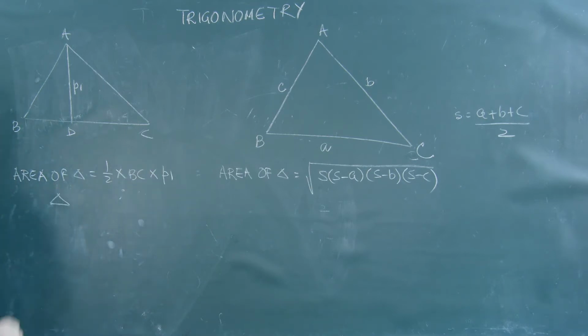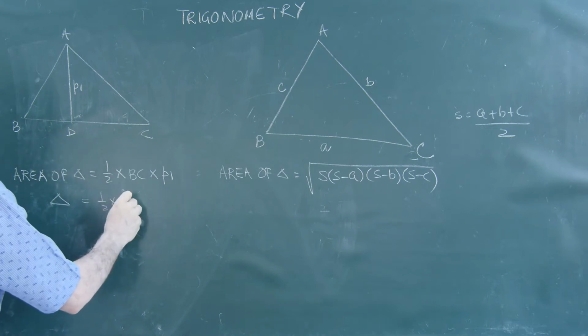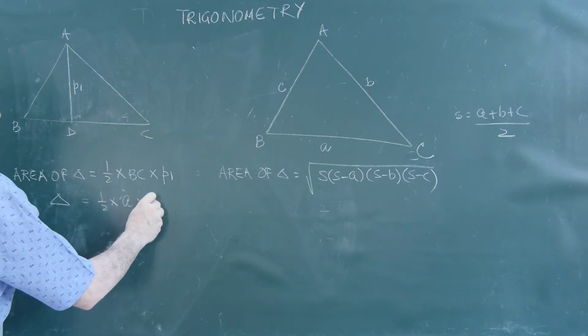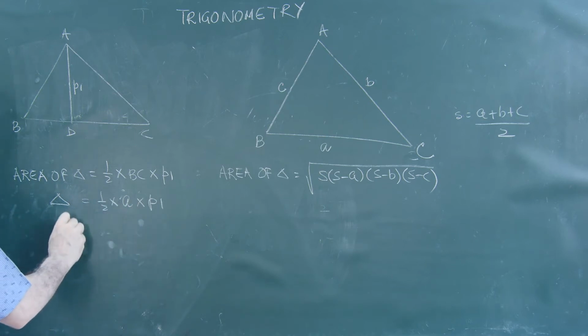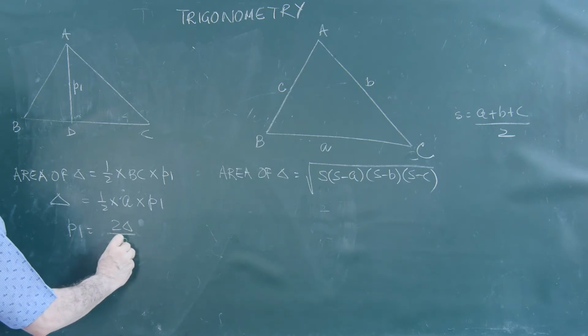Area is represented by delta. Area of a triangle is also represented by delta. A bigger triangle indicates delta. Area of the triangle is also represented by delta. Half base here is a, into P1. So I can calculate P1 from here. P1 will be 2 delta upon a.